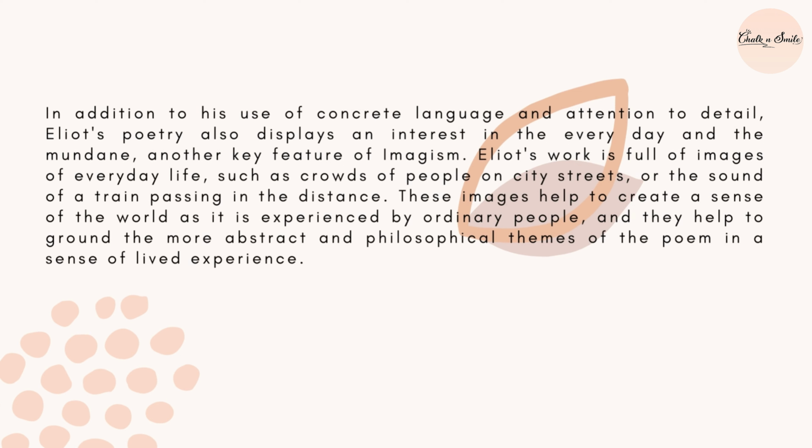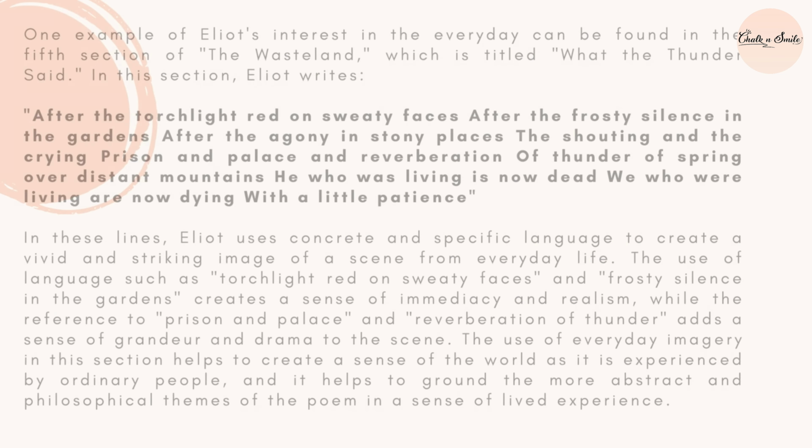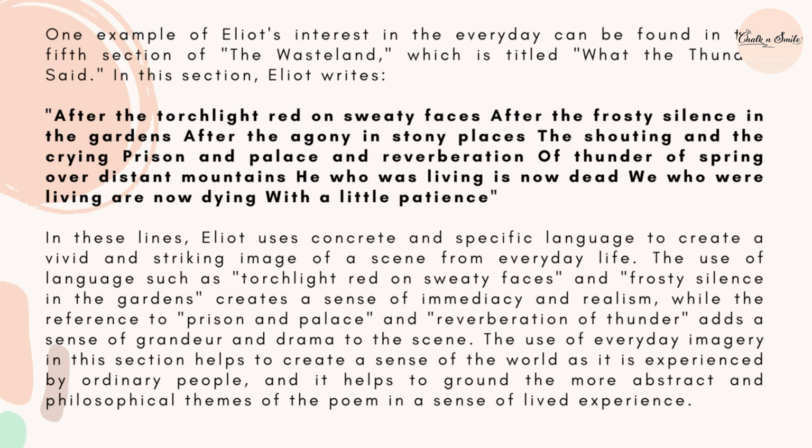Eliot's work is full of images of everyday life, such as crowds of people on city streets, sounds of trains passing in the distance. These images help to create a sense of the world as it is experienced by ordinary people, and they help to ground the more abstract and philosophical themes of the poem in a sense of lived experience. One example of Eliot's interest in the everyday can be found in the fifth section of The Waste Land, which is titled What the Thunder Said.